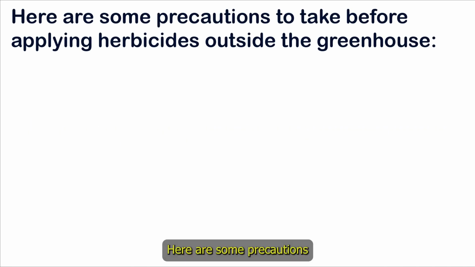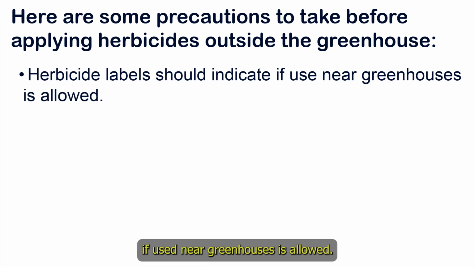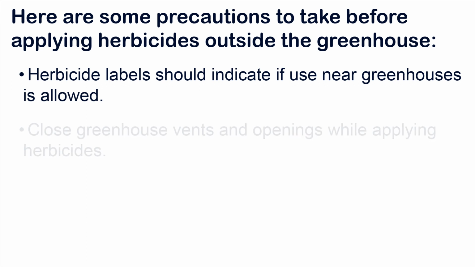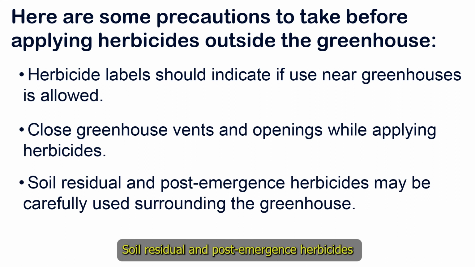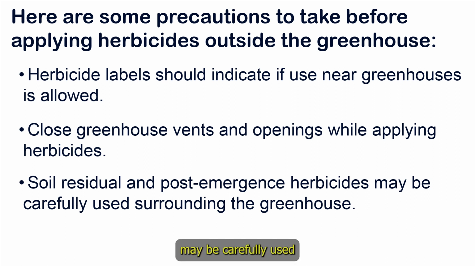Here are some precautions to take before applying herbicides outside the greenhouse. Herbicide labels should indicate if use near greenhouses is allowed. Close greenhouse vents and openings while applying herbicides to prevent drift inside to sensitive crops. Soil residual and post-emergence herbicides may be carefully used surrounding the greenhouse.